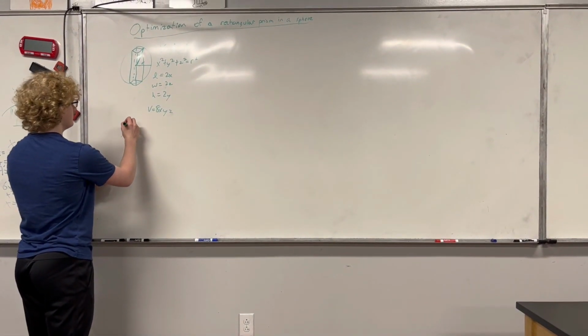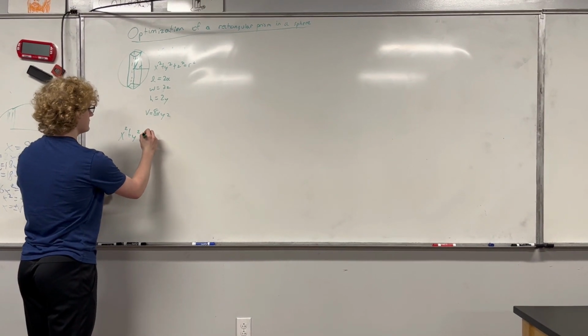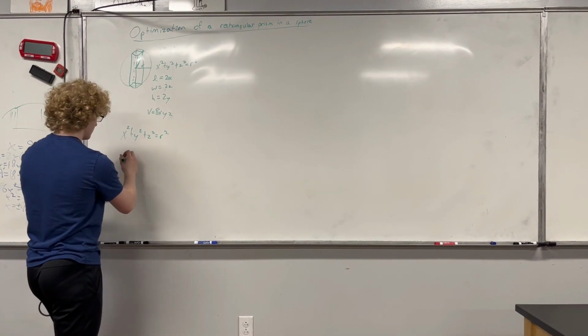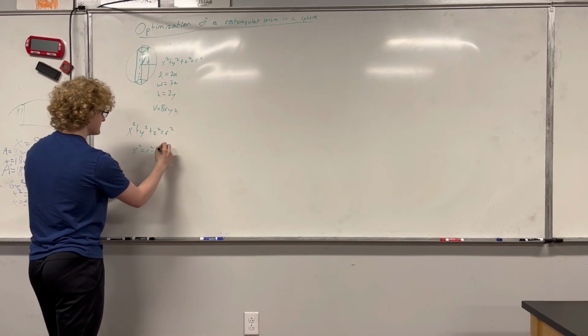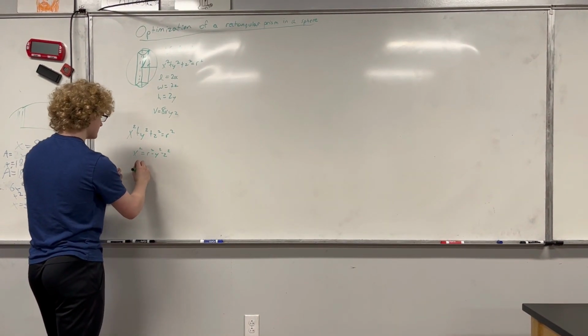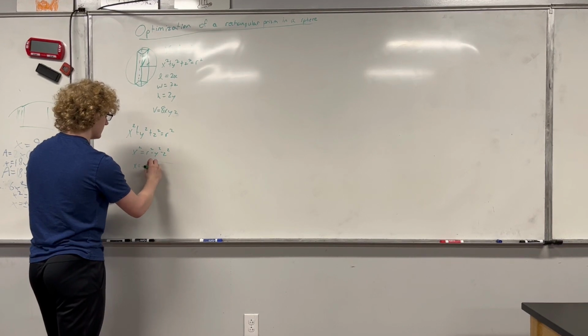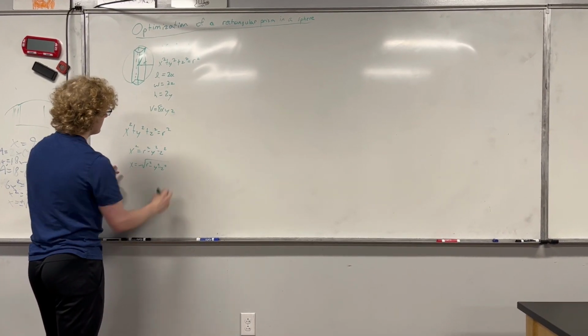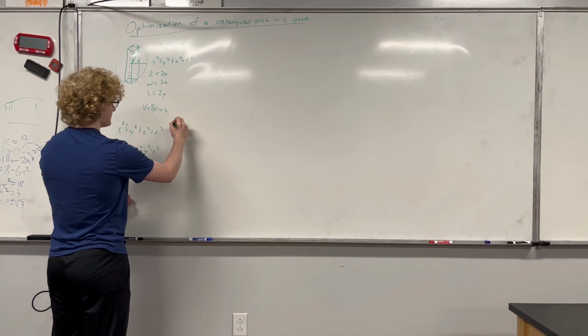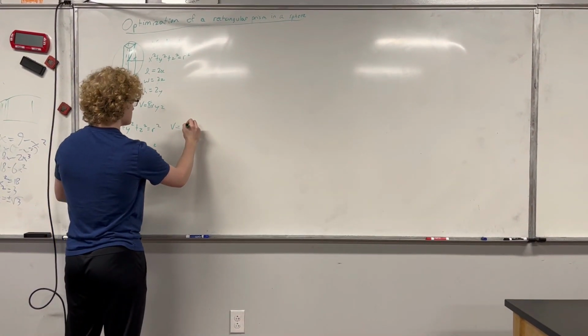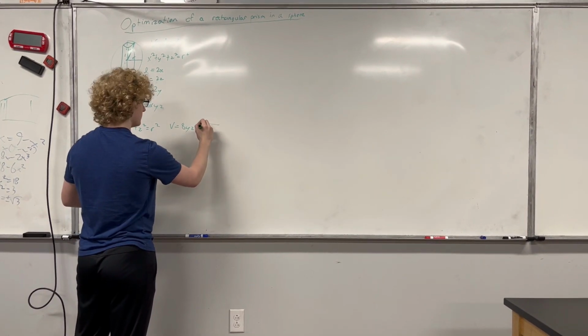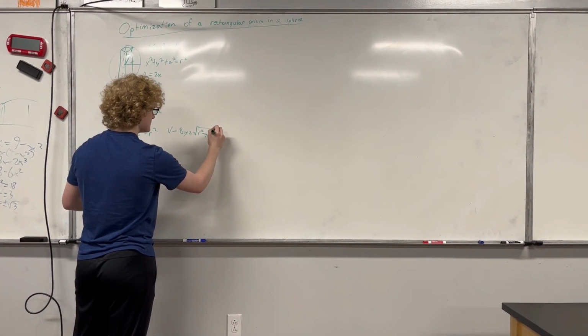So, if we take our identity, x squared plus y squared plus z squared is equal to r squared, we can then rearrange it to have x squared equals r squared minus y squared minus z squared, which then means x is equivalent to the square root of r squared minus y squared minus z squared. We can rewrite our volume equation now with respect to x. This will be the equation we use for a while. Volume is equivalent to 8yz square root of r squared minus y squared minus z squared.